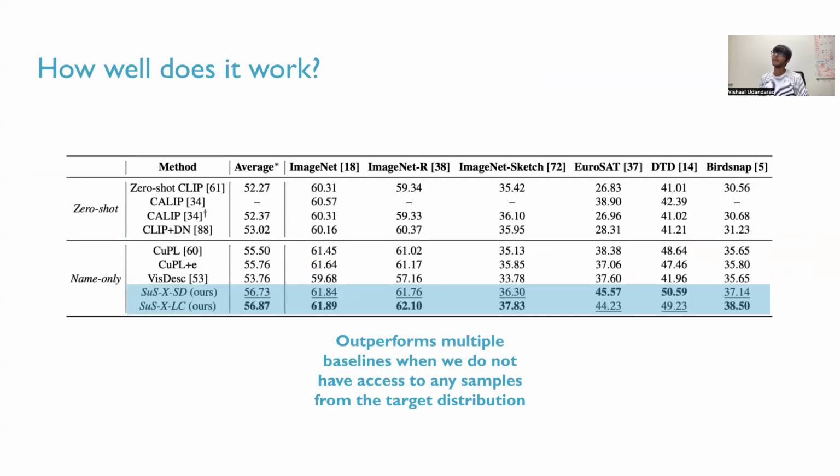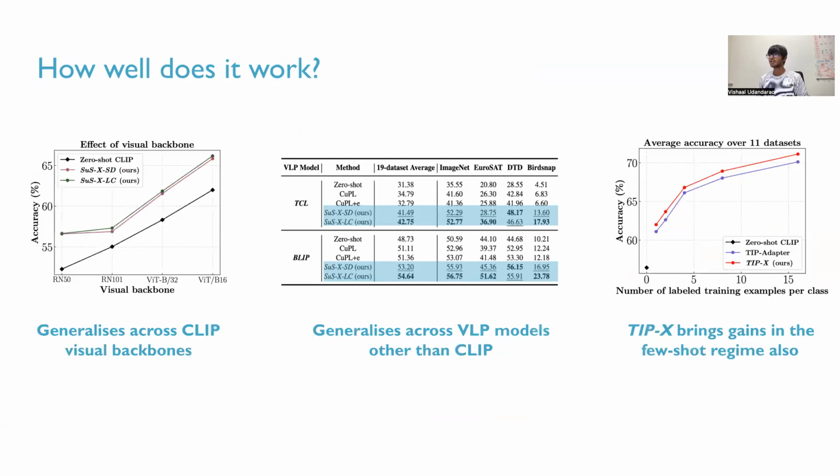We show state-of-the-art results on 19 datasets and outperform all zero-shot and name-only transfer methods in the literature. We also have strong generalization performance for our method and bring gains even in the few-shot labeled regime.